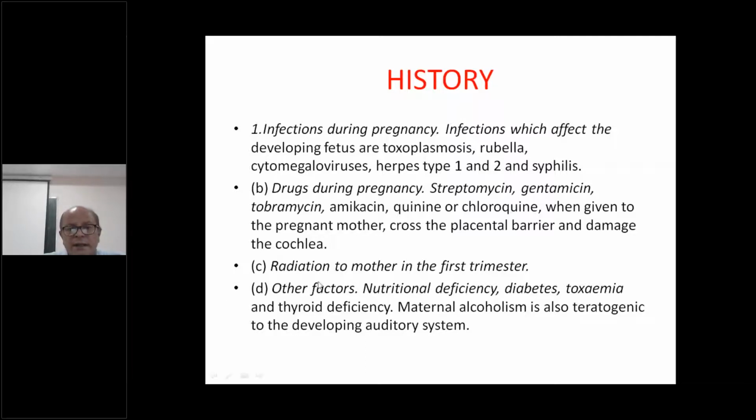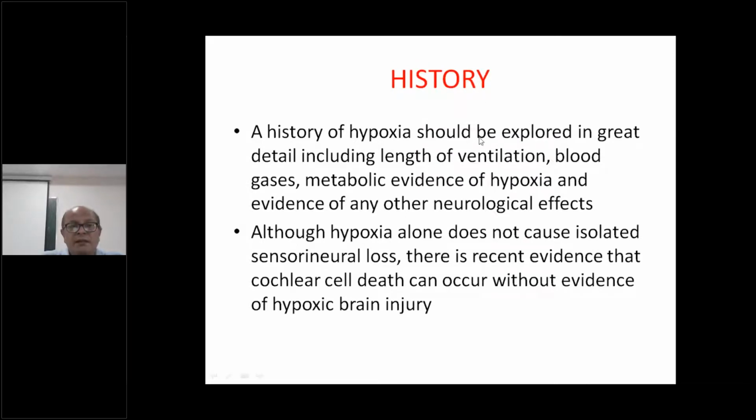Radiation to the mother in the first trimester. Mostly X-ray done in the first trimester also has a significant role. Other factors like nutritional deficiency, diabetes, toxemia, and thyroid deficiencies. Maternal alcoholism is also teratogenic to the developing auditory system. All this should be asked. Then history of hypoxia should be explored in great detail. This is where the delivery history comes. How long did the first phase of labor last? How long did the second phase last? The third, like this.